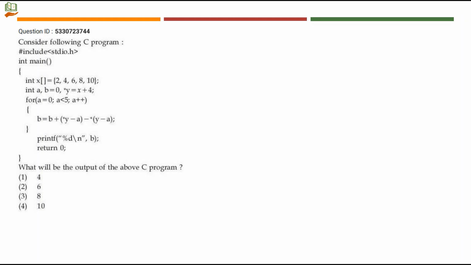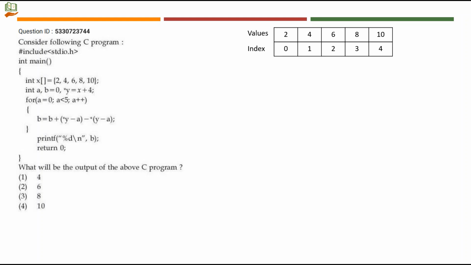So let's take the array first. The values are 2, 4, 6, 8, 10. And now we have the index 0, 1, 2, 3, 4. When this statement is given, we know the pointer will be pointing to x of 0. That is the first address. But when it is x plus 4, it means it is pointing to the fourth index. The value of pointer y will be 10.